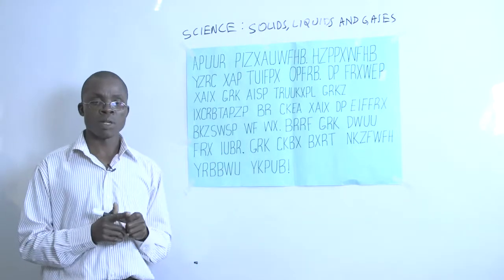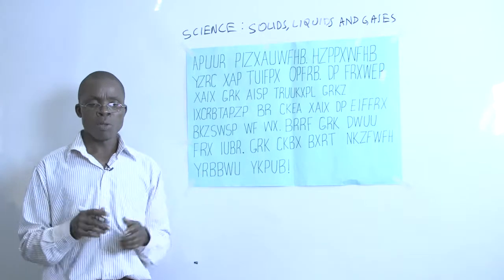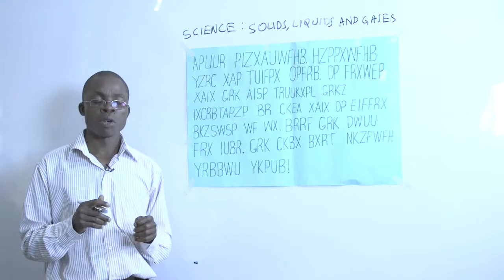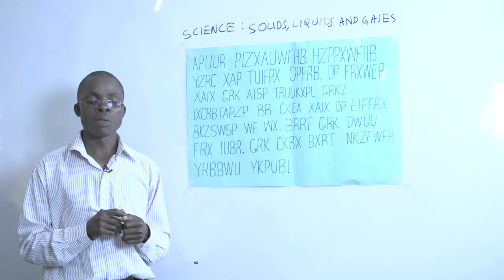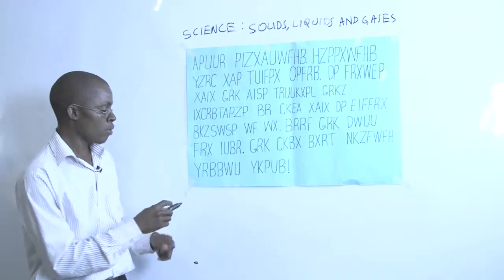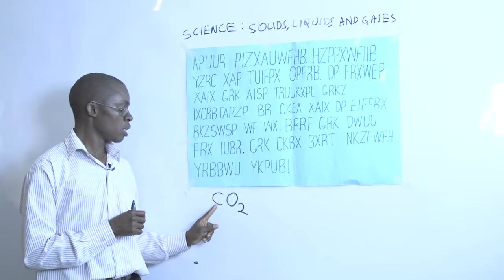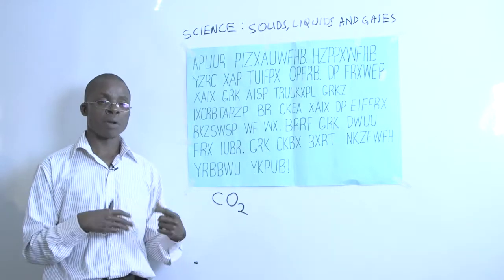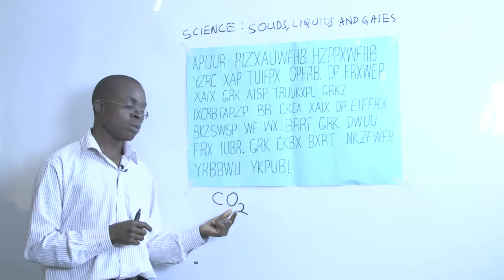We need to look for alternative ways to make our machines run and not just depend on fossil fuel. When you burn a fossil fuel, you produce carbon dioxide, called carbon(IV) oxide if you are using the IUPAC way of naming, which is the most recommended. This shows that the oxidation number of carbon in this molecule is 4. But previously, we used to just call it carbon dioxide, meaning we have one carbon and two oxygen.